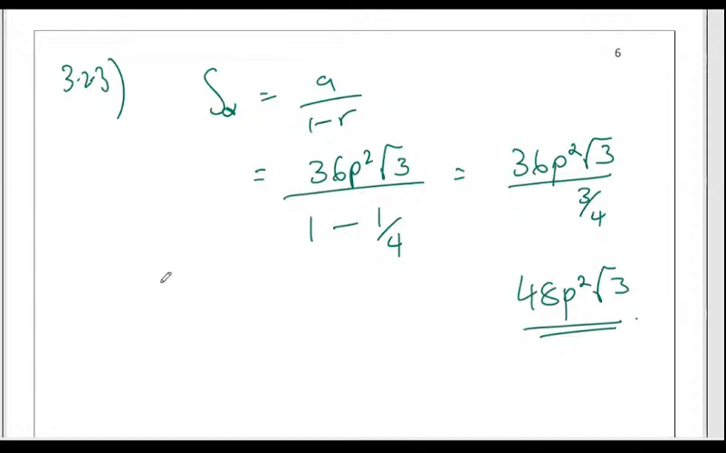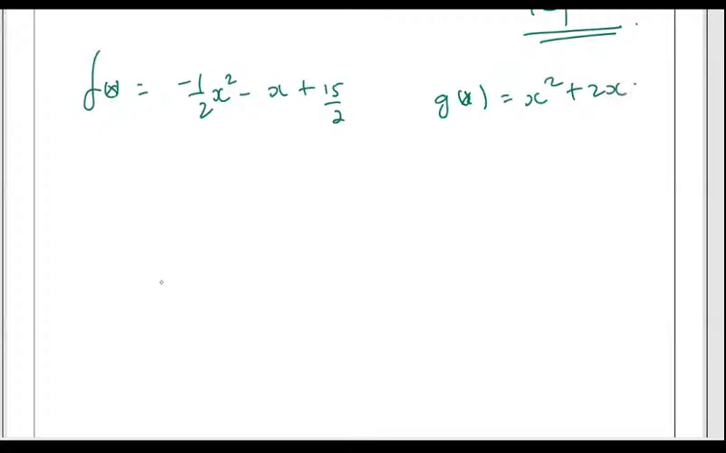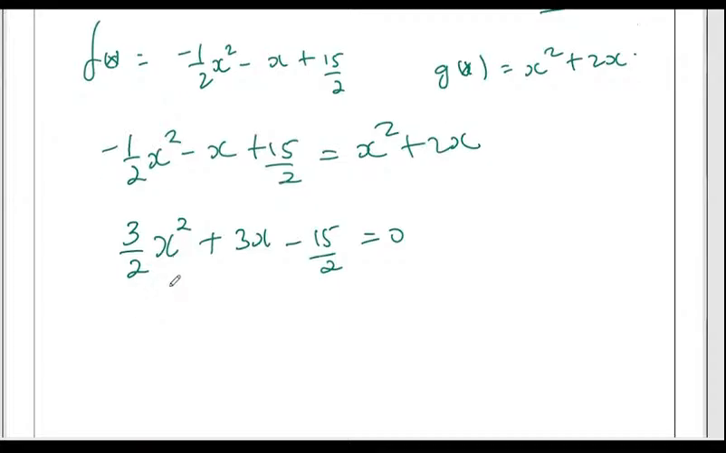So let's see. The original f, we said f of x is basically negative a half of x squared minus x plus 15 over 2. And then our g of x is basically x squared plus 2x. Then I'm just going to solve these two simultaneously, equate them to each other. So 15 over 2 must give us x squared plus 2x. Let's move this to that side. So 1 plus a half, we get 3 over 2 x squared. This moving that side, we have 3x. That one goes that side, we have 15 over 2 is equal to 0.